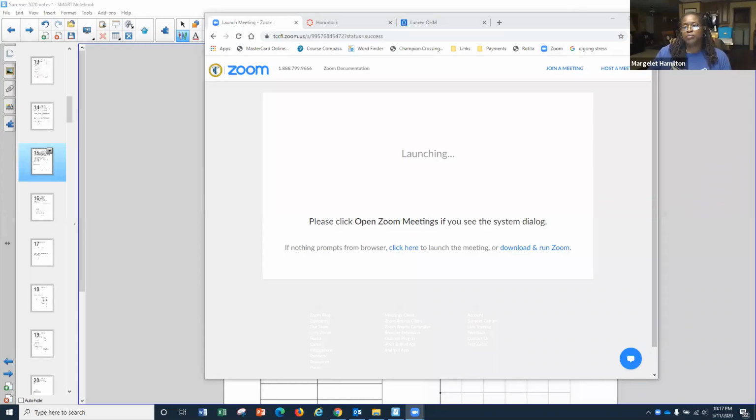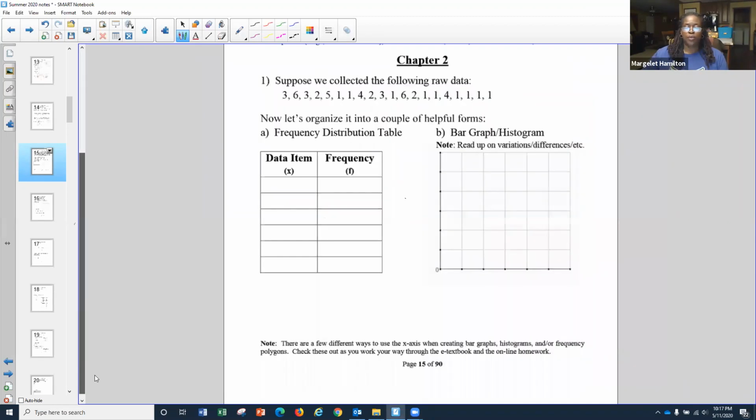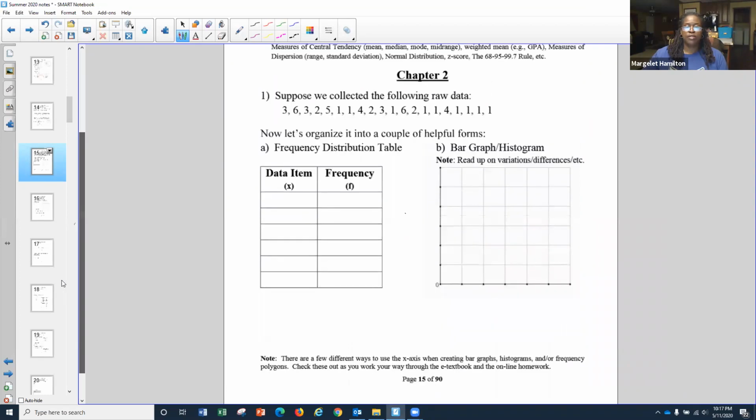All right. Hello, everyone. We are now at lesson 3 or tape 3. We're into the statistics section of unit 1. So I'm going to share my screen so we can get started. Okay, so here we are with our statistics part. We are on page 15 of 90.